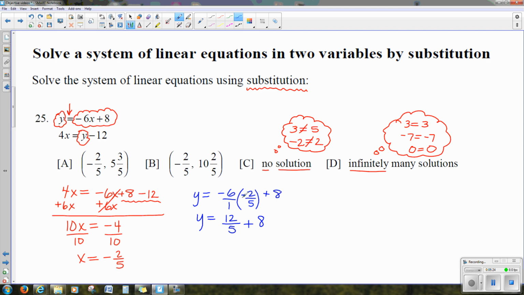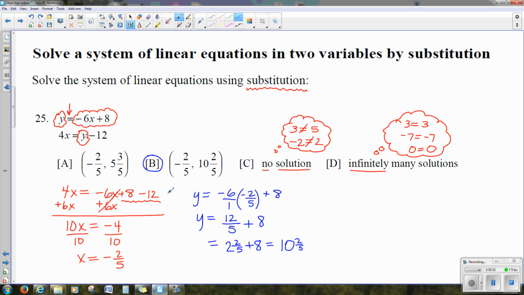All right, if I'm fairly confident in my work here, I can pretty much at this point choose B. Because if I take a positive number and I add 8, I'm definitely going to have something more than 5 3/5. Or we could realize that 12/5 is actually 2 2/5. And when you add 8, 2 plus 8 is 10, plus your 2/5.